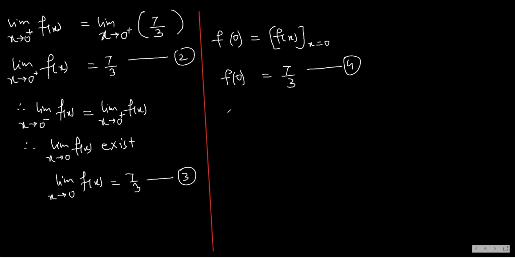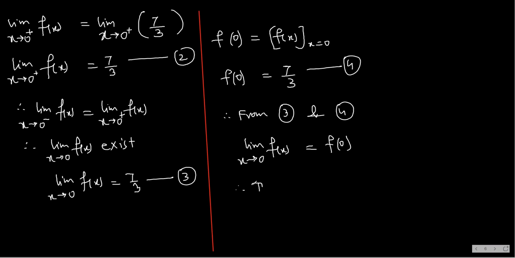So now we write, therefore, from 3 and 4, limit f of x, x tends to 0 is equal to f of 0. Therefore, the function f of x is continuous at x equals 0. It is continuous at x equals 0.